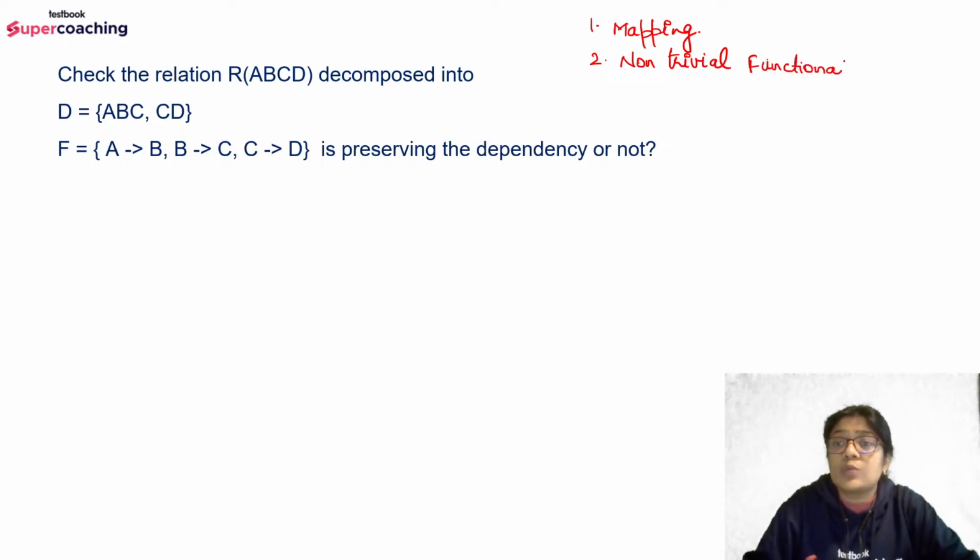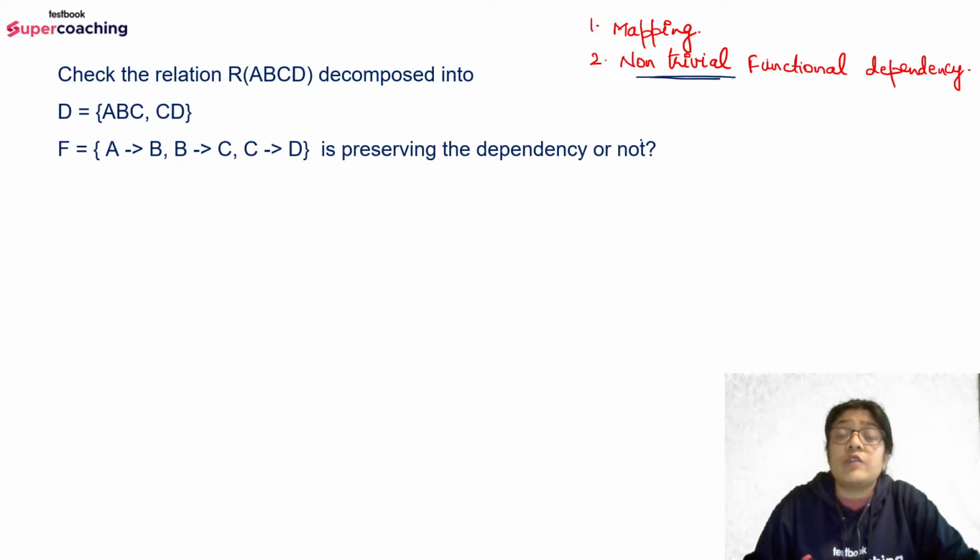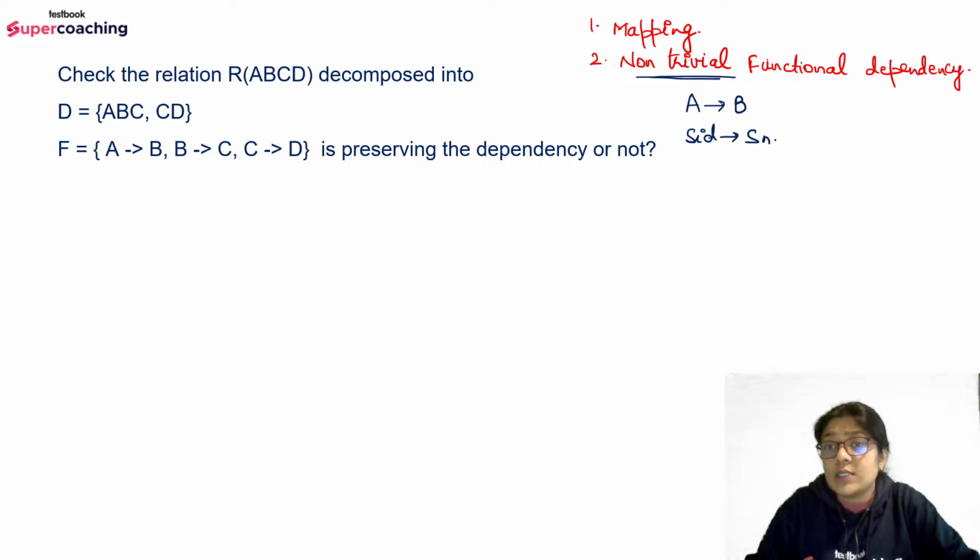Now the question arises: what is this non-trivial functional dependency? Non-trivial functional dependency होती है जब कोई भी dependency कुछ attributes को determine करती है which are not obvious. But obvious means left hand side और right hand side पे कोई common attribute नहीं है. For example, A is determining B. और अगर मैं student table से related बात करूं, student ID is determining student name. So this is an example of student name and marks, something like this. So this is known as non-trivial functional dependency.